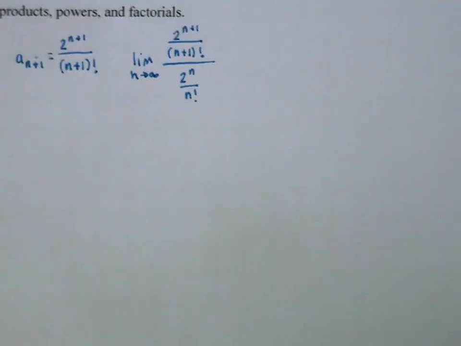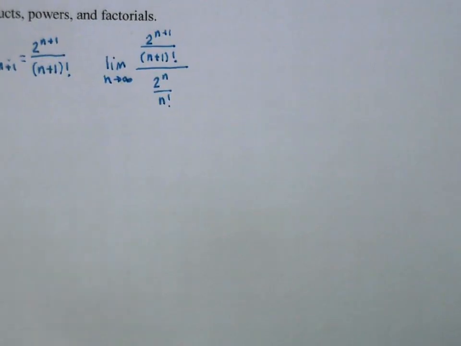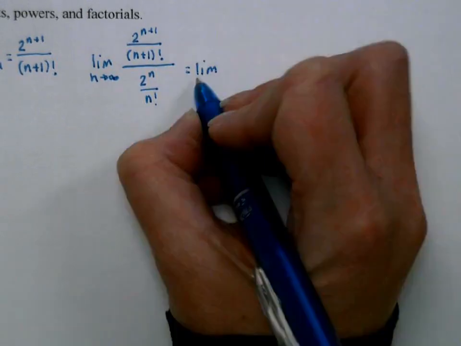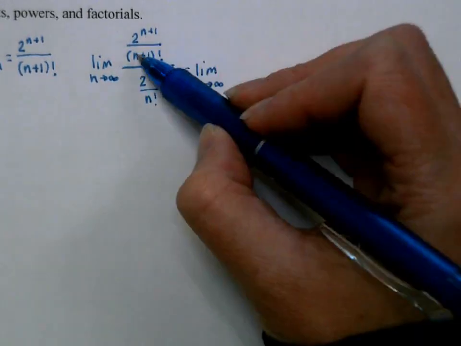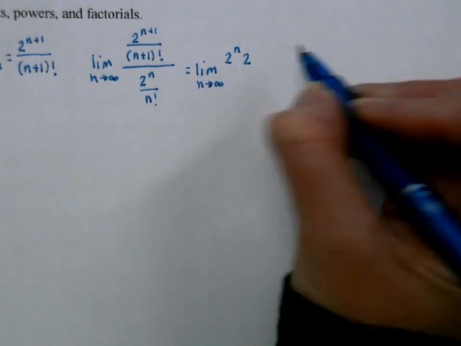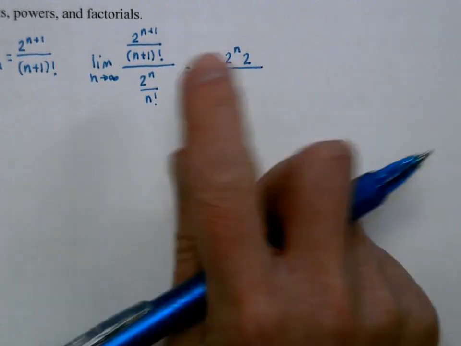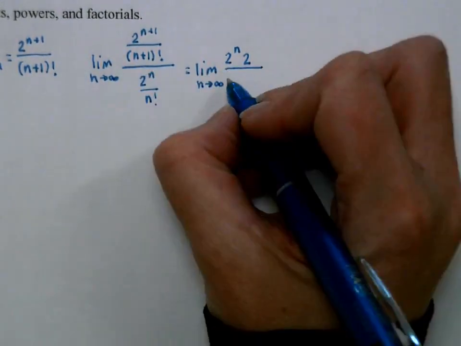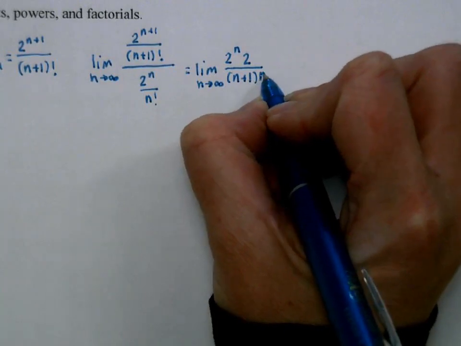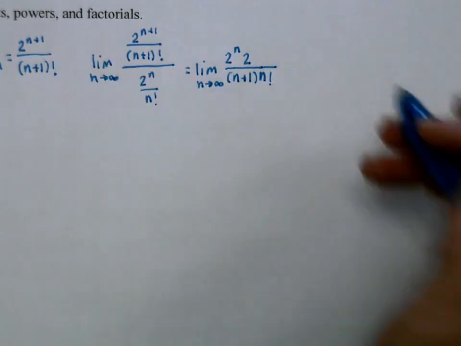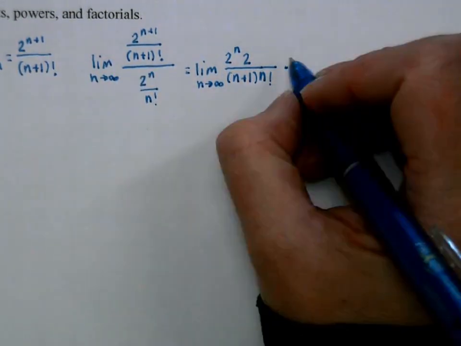Okay, this is a pretty wild limit. So we're going to do some algebra to simplify it first. Okay, so I'm going to look at this one. This 2 to the n plus 1, I'm going to rewrite as 2 to the n times 2. Factorials are the number times the number 1 less than it times the number 1 less than it, and so on. So in this case, I'm going to take out the n plus 1 and multiply that by n factorial. Okay, that's a way to simplify that. And I'm going to multiply by the reciprocal.